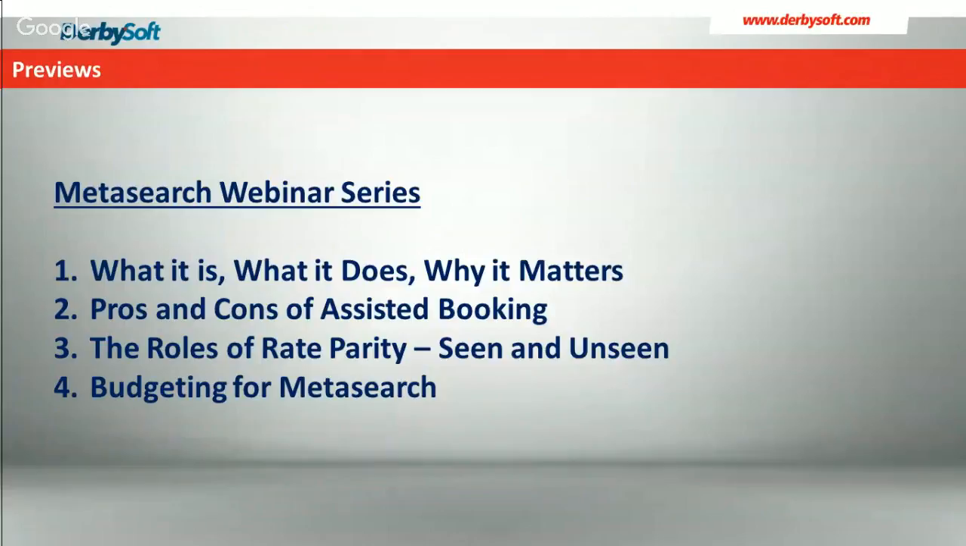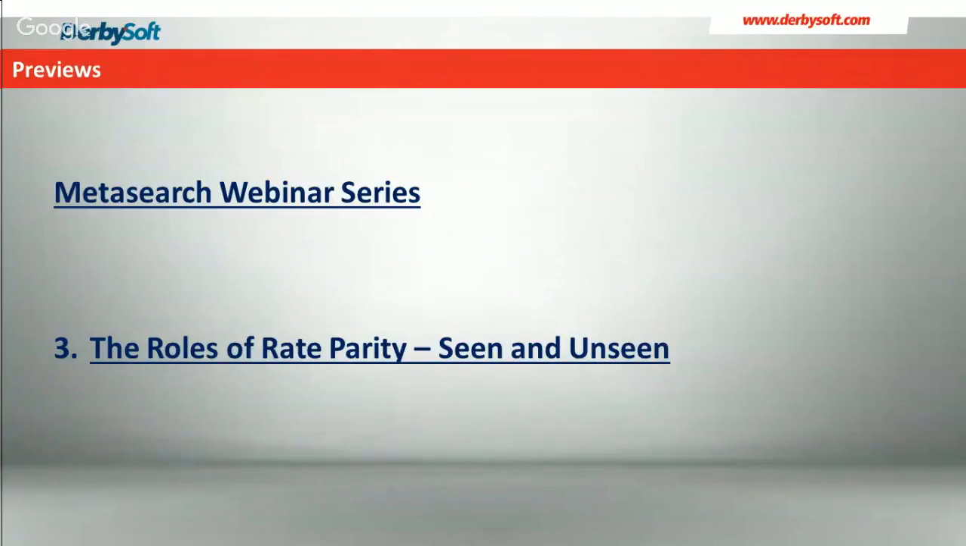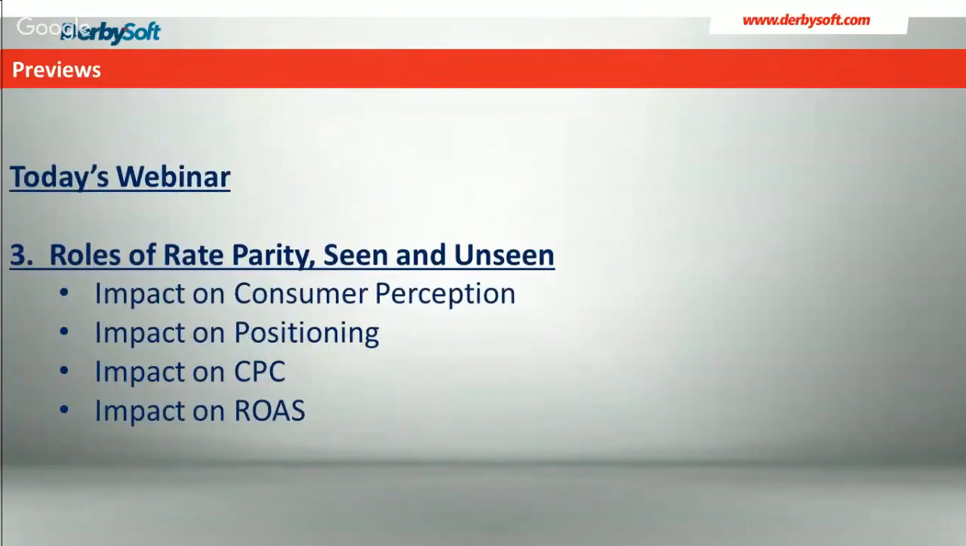For those who have been following along in our Metasearch webinar series, you may have noticed that we reversed numbers 3 and 4 here. We actually had the budgeting one being first in our previous predictions, if you will. We've changed these around because they do culminate and really wrap themselves together when we start talking about the budgeting, which we'll cover more extensively next week. But for today, talking about the roles of rate parity in Metasearch, we'll talk about the impact on consumer perception, the impact on positioning, the impact on your cost per click, and the impact on your return on ad spend.